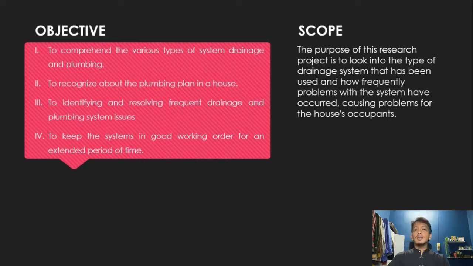Any system-related problem can be avoided and resolved as long as regular maintenance is performed and correct solutions to problems are implemented before they become worse in the future. As occupants, we should take a wise step so that this problem does not linger for too long.